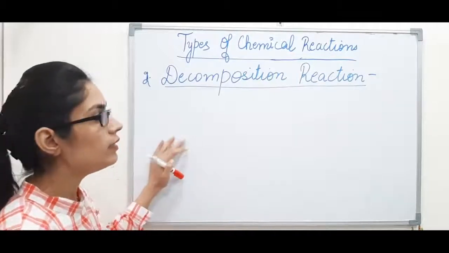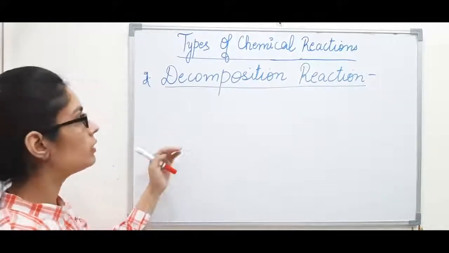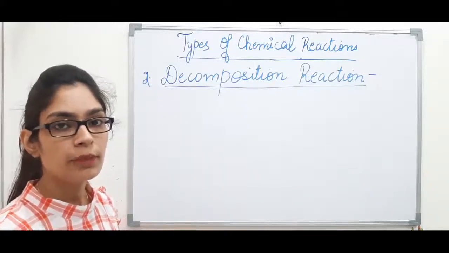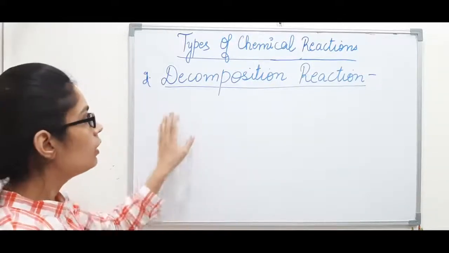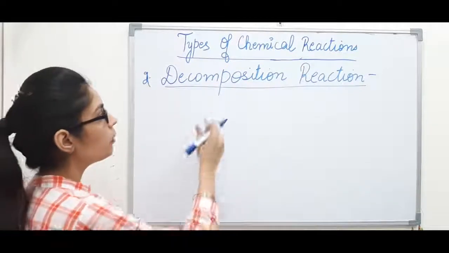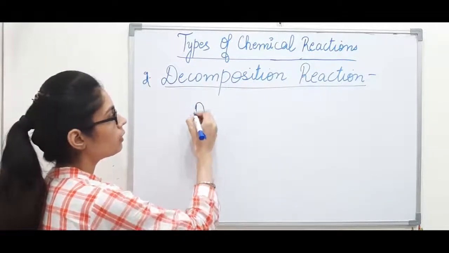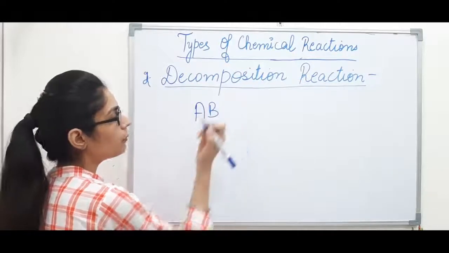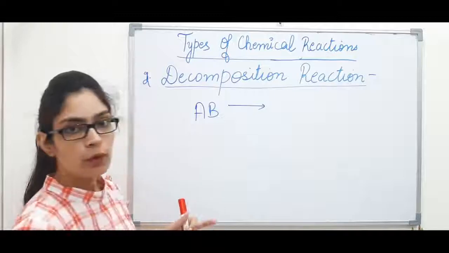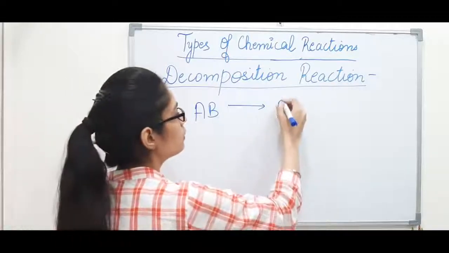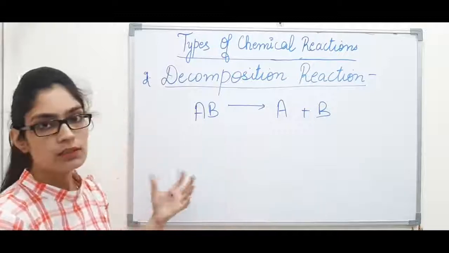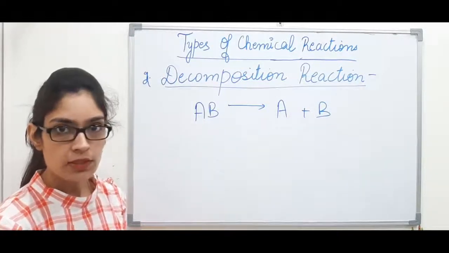The next one is decomposition reaction. This word decomposition is suggesting something which is breaking down. So let's try to understand from the word itself. Decomposition means when a big compound or big reactant is broken down into smaller products. This time it is completely opposite of combination reactions.